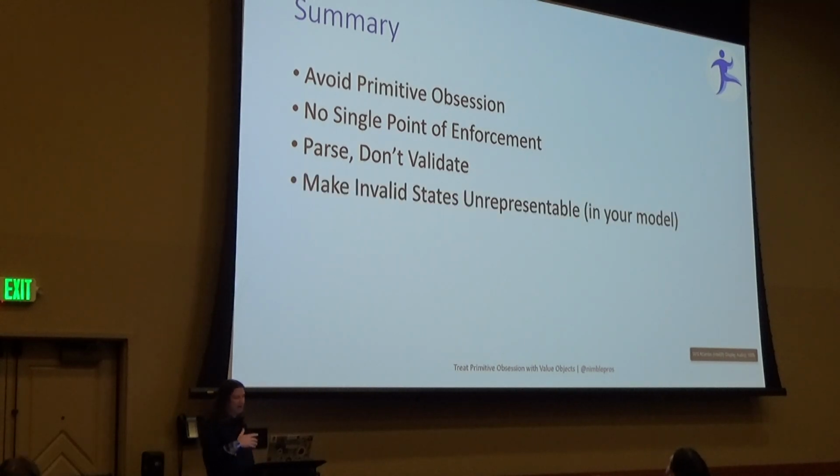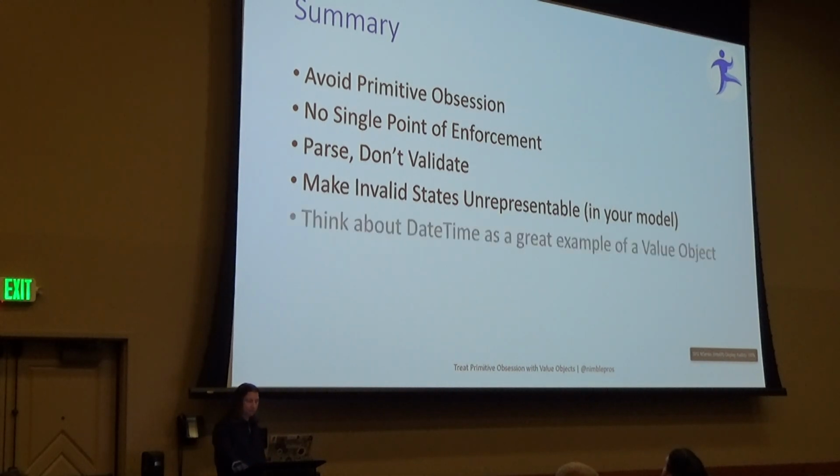Also remember, don't allow your model to represent invalid states if you can. It'll make it much easier for you to reason about it, and much less likely that you'll have bugs. Think about date times. Every time you're thinking about a value object, that's the Uber value object. It's like the best example out there. So if you like DateTime and you like what it gives you, remember that you're going to get that for you and the rest of your team if you start using value objects yourselves.